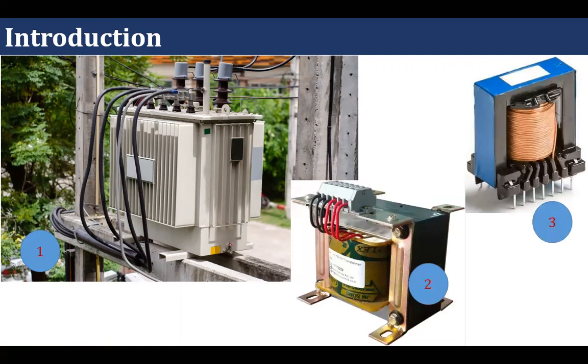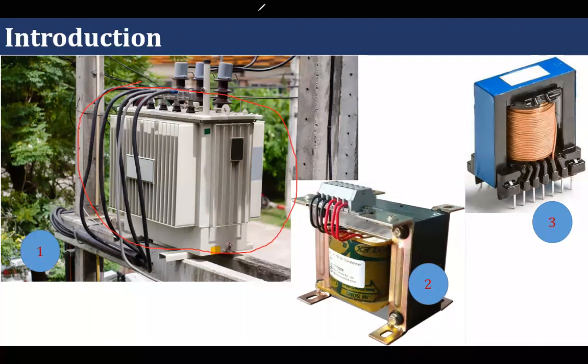This is another transformer. So what is the difference among the three, picture number one, picture number two, and picture number three? Just by looking at the shape and size, we can say that picture number one is biggest in size. It means it will have the highest power rating, whereas picture number two and picture number three have a smaller power rating.